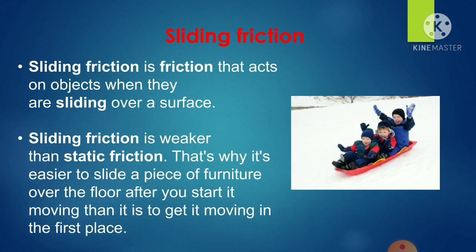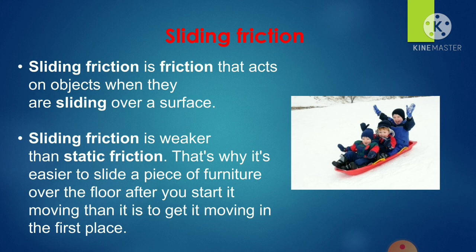Now, sliding friction. Sliding friction means when two surfaces which come in contact slide over each other. You can see the picture. It is sliding friction where the boys are sliding on the surface. Another example is when you slide on a slide. So all are sliding friction. It is actually weaker than static friction.